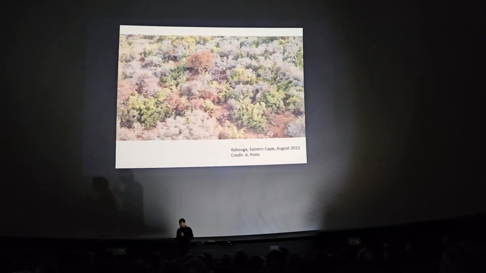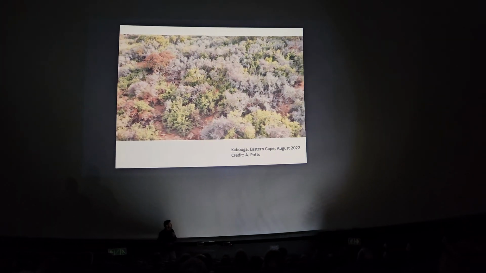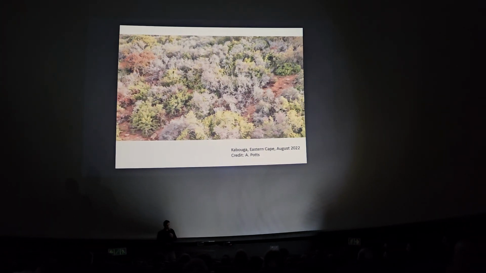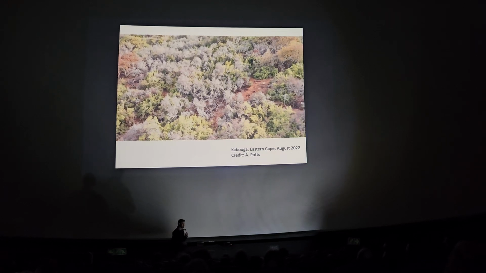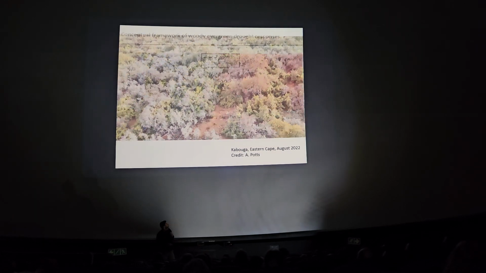We asked essentially a very simple question: what are the drought impacts on thicket? Can we say something meaningful as physiologists and ecologists about the drought impacts in this remarkable vegetation type?